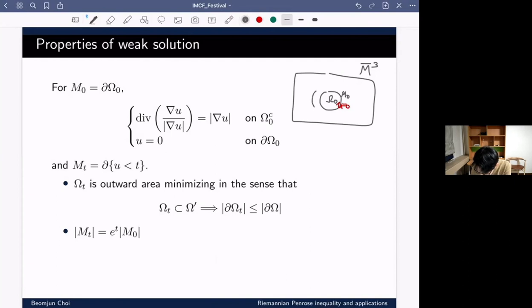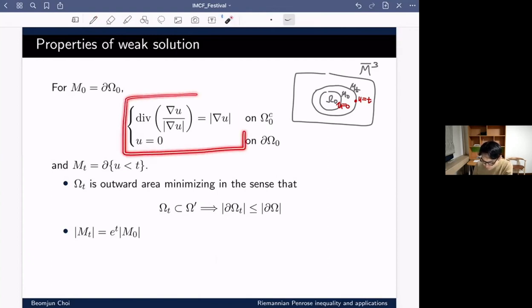And as it moves, every point outside of the initial region omega 0 will be passed by our solution Mt. So we can record its arrival time. So here, for instance, this point on Mt has arrival time equal to t. If we collect all these things, u solves this equation. Okay, so this solution exists whenever my initial surface is outward area minimizing.